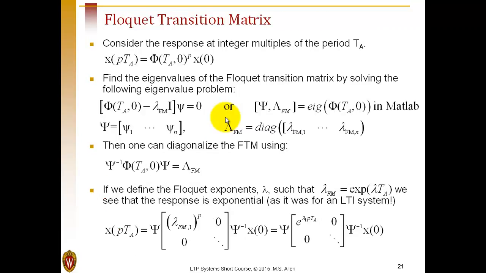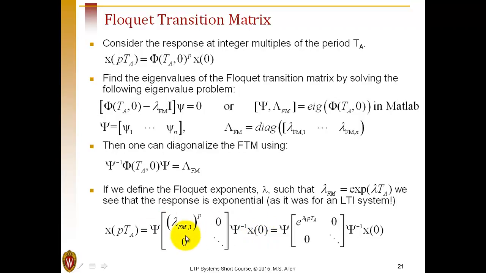Okay, so to understand this, let's think for a minute only of response measured at integer multiples of the period. So in that case, the response becomes very simple. It's just governed by this matrix to the p power. As time increases, p increases. So if we solve an eigenvalue problem using this matrix over just 1 period, we can find its eigenvalues, which we call the Floquet multipliers, and its eigenvectors. And then we can diagonalize that matrix. As a result, this equation simply becomes the eigenvector matrix, a diagonal matrix of eigenvalues raised to the p power, and then this matrix again, the inverse of it, and the initial condition.